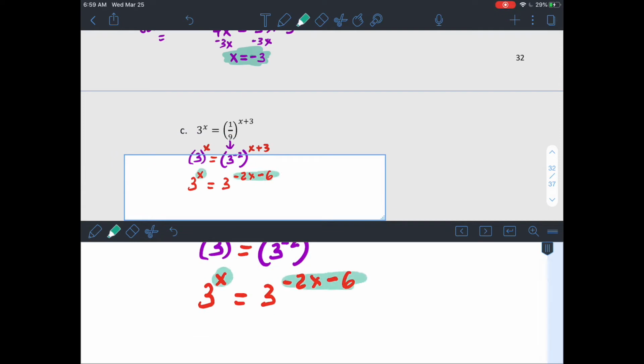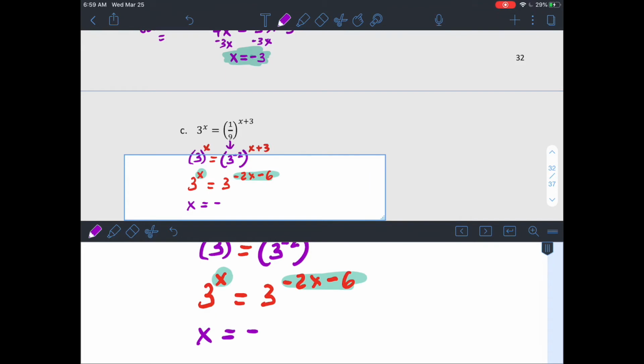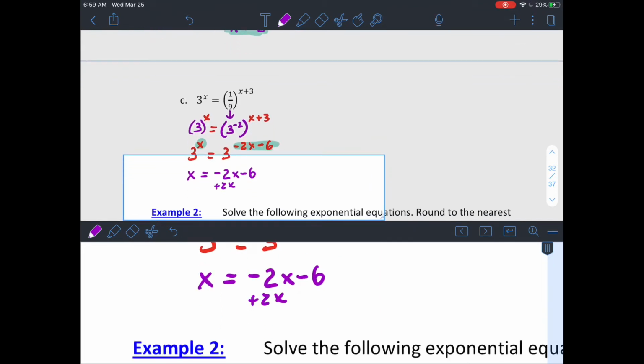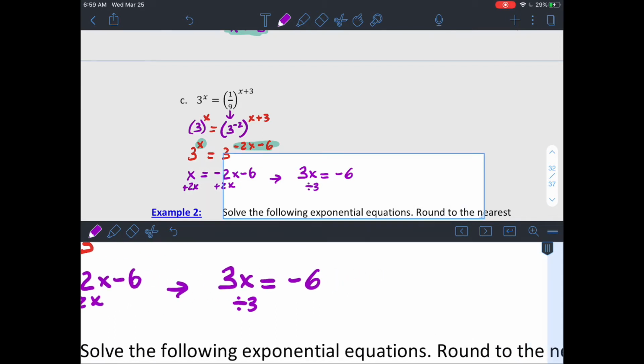And then again, you want to set your exponents equal to each other because the bases of your equation already match. So do x equals negative 2x minus 6. Add 2x to both sides, gives you 3x equals negative 6. And then you could divide by 3 and end up with just x equals negative 2.